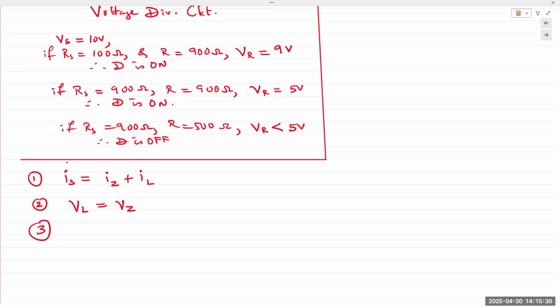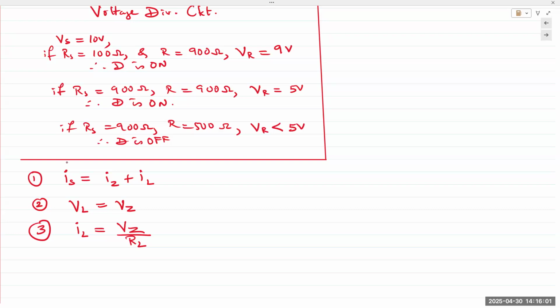Third is the load current IL. And that would simply be given by VZ over RL. Well, technically, we are applying Ohm's law to the load resistor. So V equals IR. VL is equal to IL times RL. But VL is the same as VZ. So load current IL is VZ over RL.